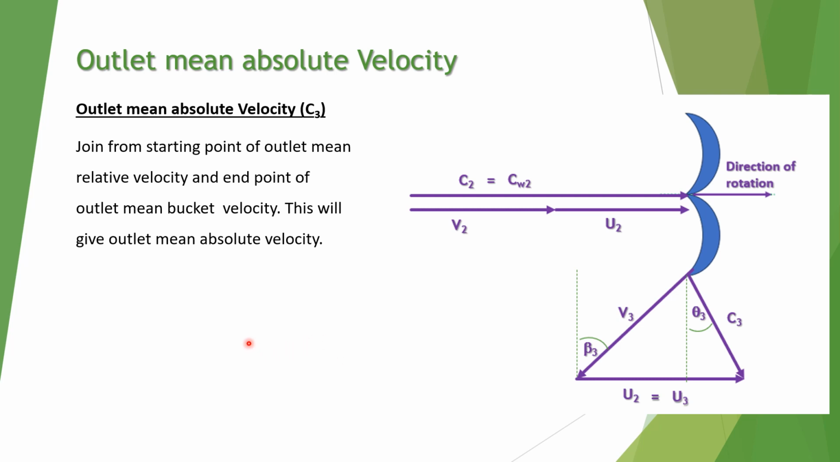Outlet mean absolute velocity. Join the starting point of the outlet mean relative velocity, that is this, to the end point of the outlet mean bucket velocity, this. So you have to connect this. This will be the outlet mean absolute velocity, that is c3.